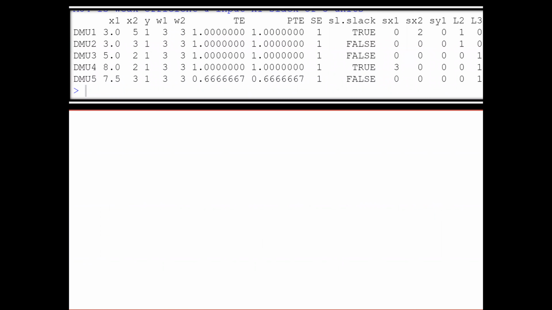Okay, so what I'm going to do now is show you how to estimate the returns to scale in R. I'll come back and show you that. All right.